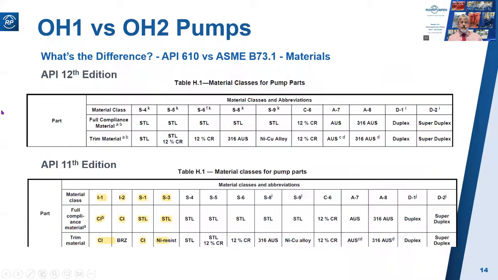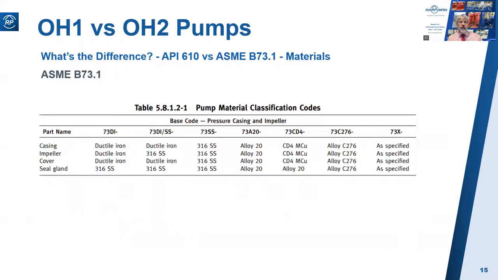I mentioned the API 610 material classes, and in the 12th edition, this has been reduced to 10 material groups, or classes, as opposed to the 11th edition when it used to be 14. You'll see that all these four, which included cast iron components, have all been removed. And for ANSI pumps, these are the 7 pump material classification codes, the last one being as specified, so it's whatever you want.